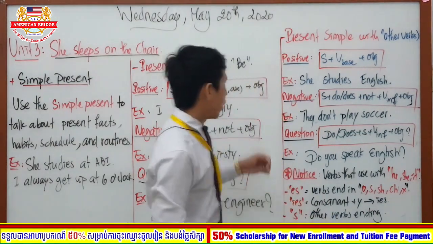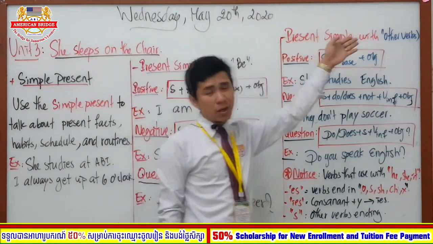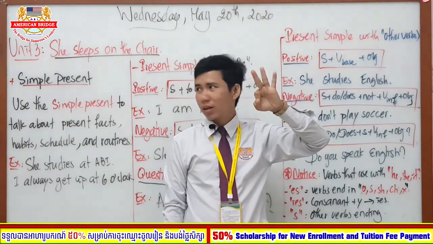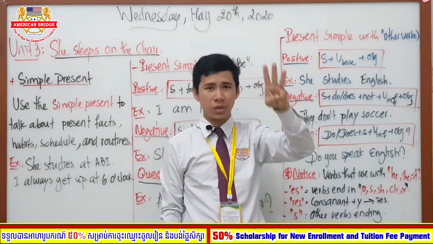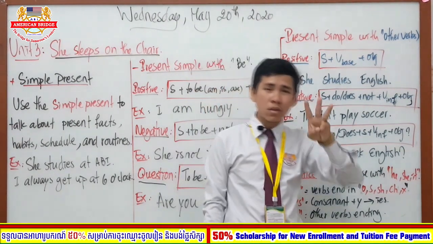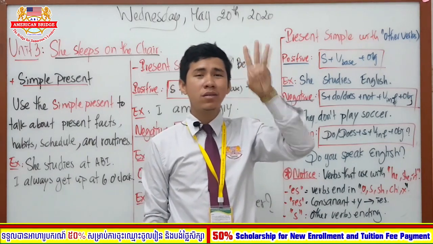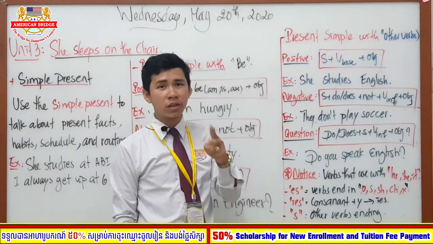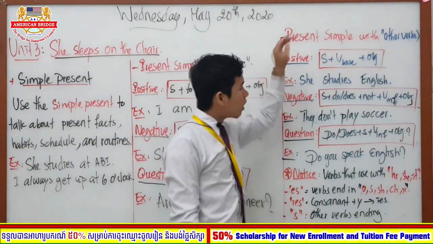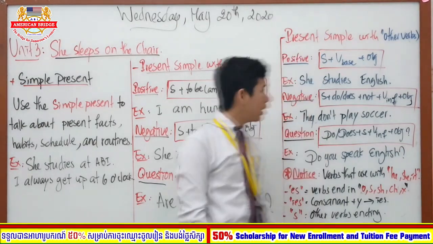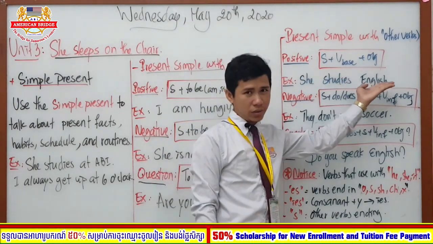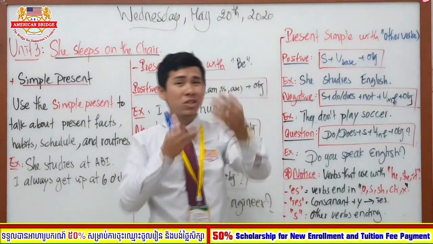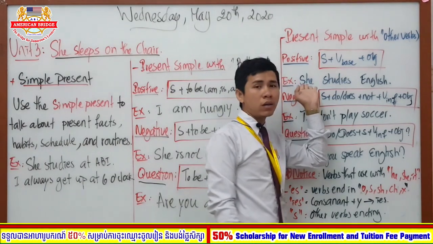So our present simple with other verbs also consists of three formulae: positive, negative, and questions. All three forms exist in all grammar points. In positive, we have subject plus verb plus object. For example, she studies English. Here, the verb study is changed to studies because it uses subject he or subject she.